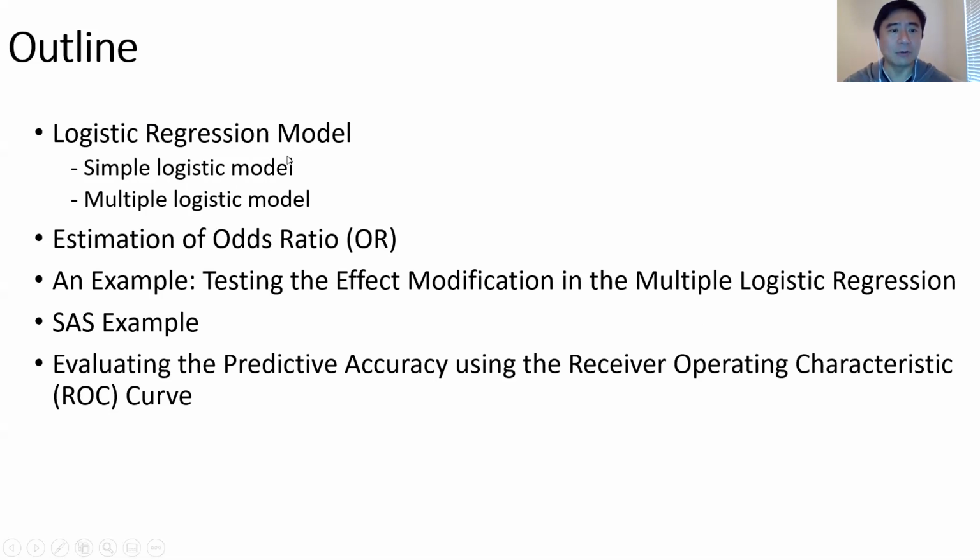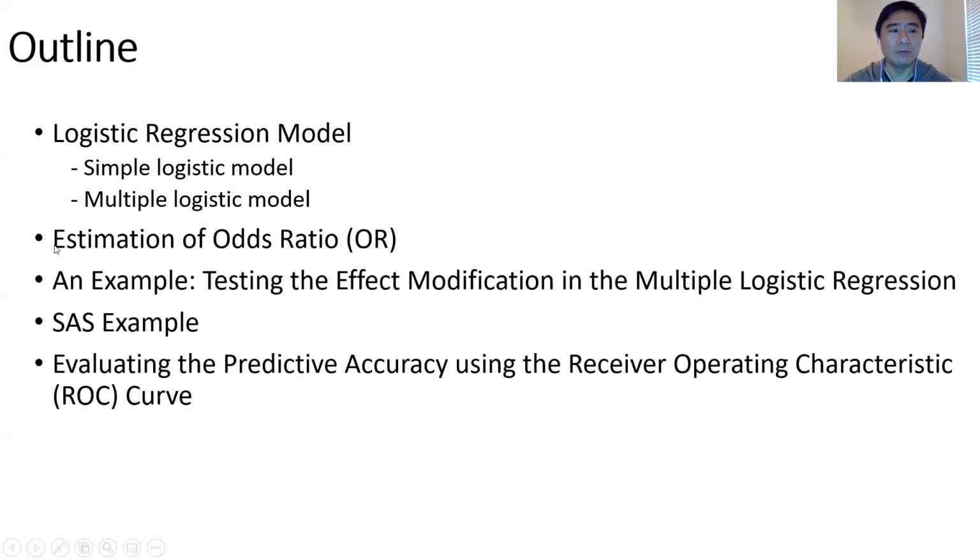It's similar here. The simple logistic regression will be a logistic regression with only one independent variable as the exposure. But multiple logistic regression is the regression model for a binary outcome that includes multiple independent variables. And then I will briefly talk about the estimation of the odds ratio using the logistic regression model.